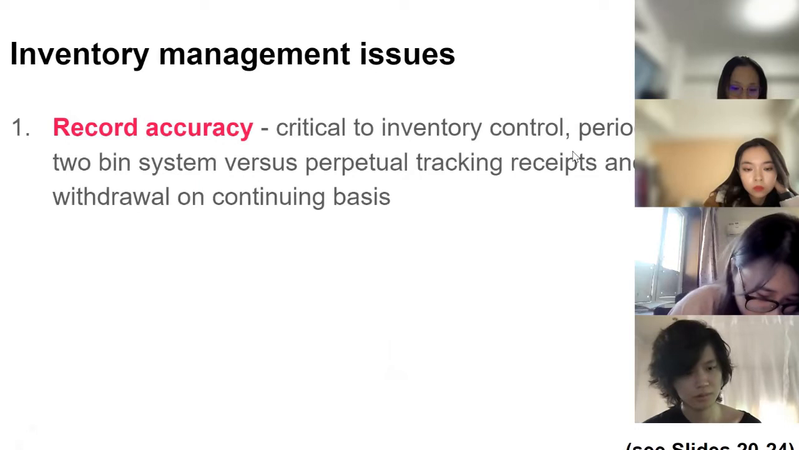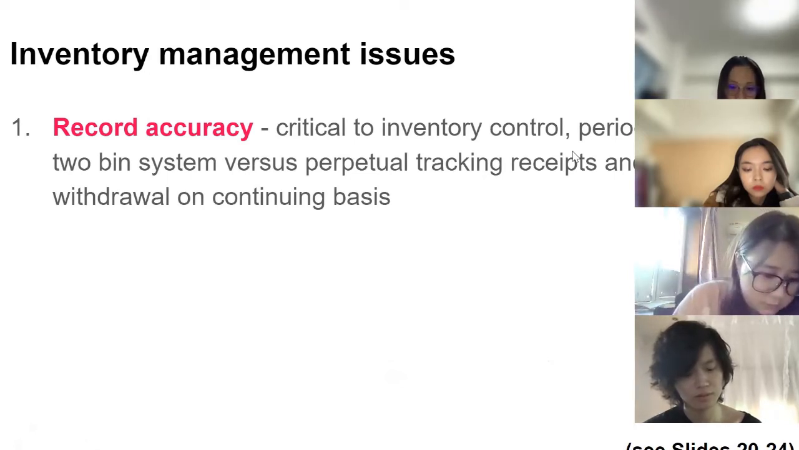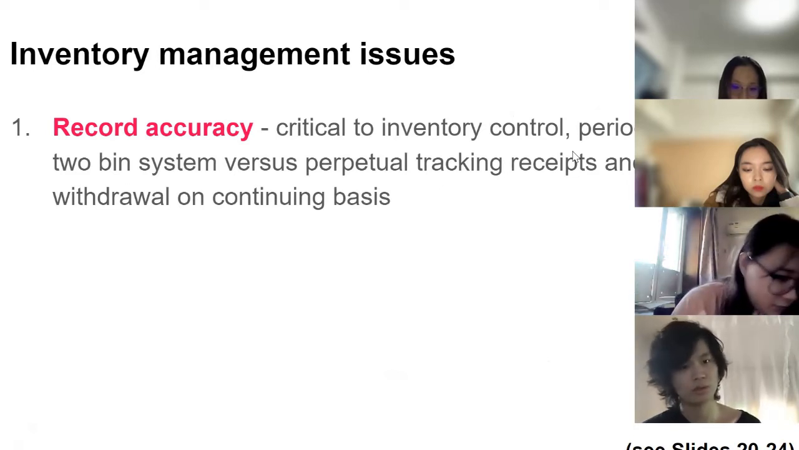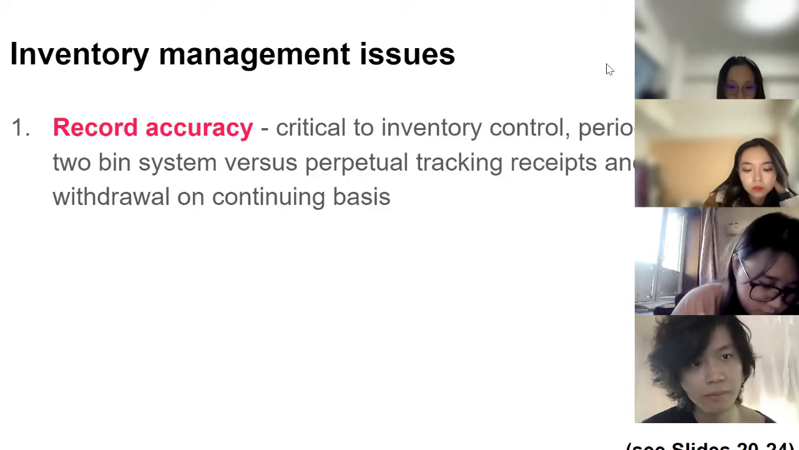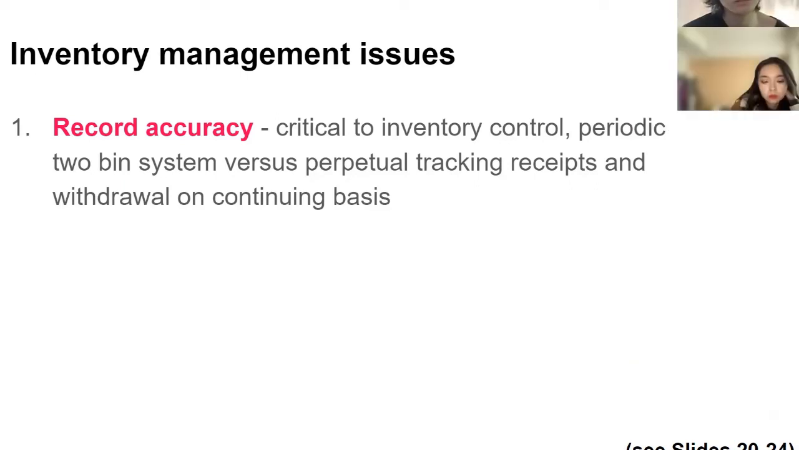Another thing that I do not want to go into much detail on is what I said just now, the inventory issue of record accuracy. It's important to have good inventory control records. Periodic two-bin system versus perpetual system. In the perpetual system, we track the receipts and withdrawals on a continuing basis. It means storeroom management or even a production line.